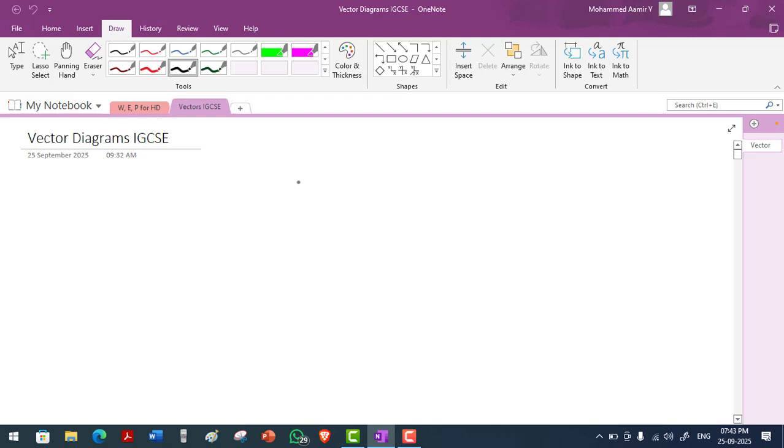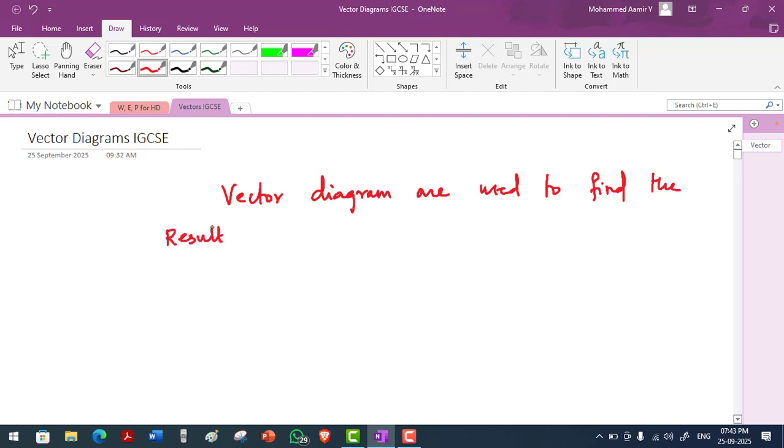Now first, vector diagrams are used to find the resultant between two or more vectors, but here in IGCSE only two vectors. Those two vectors are perpendicular to each other. The revised syllabus says the two vectors should be perpendicular to each other. So vector diagrams are used to find the resultant vector.